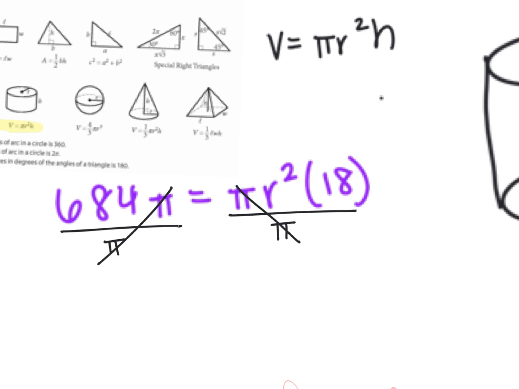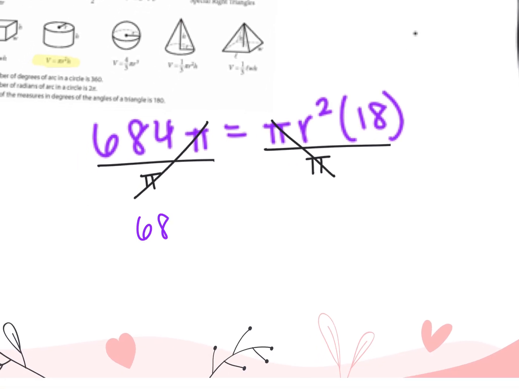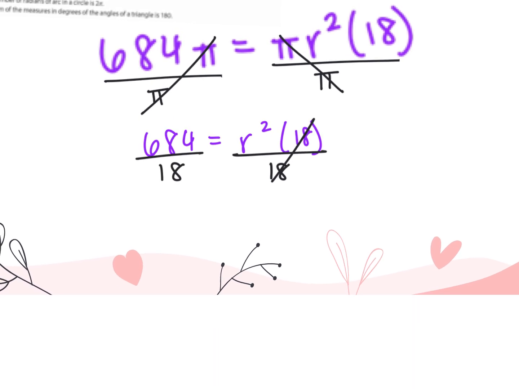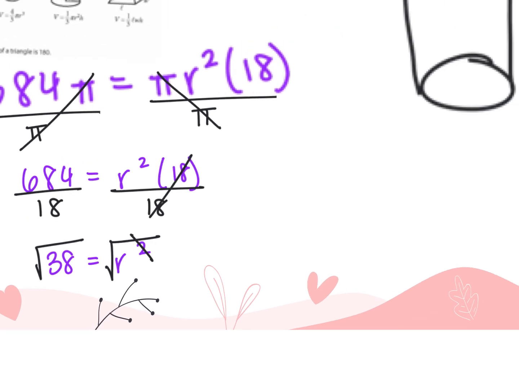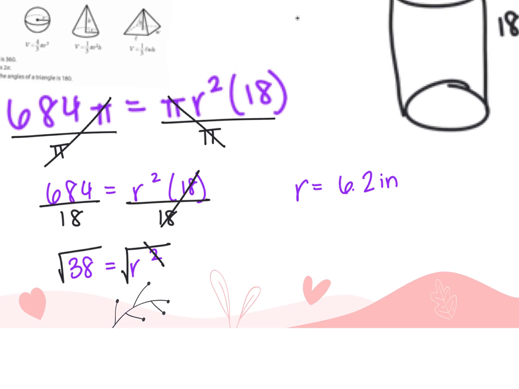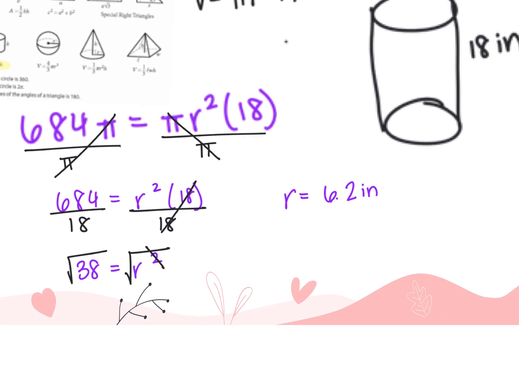My pi's are going to cancel out. I'm going to end up with 684 equals my radius squared times 18. Divide both sides by 18. If you divide it correctly, you're going to get 38 equals your radius squared. Getting rid of my squared by square rooting, your radius is going to equal, rounding to the nearest tenths, 6.2 inches. That's my radius.